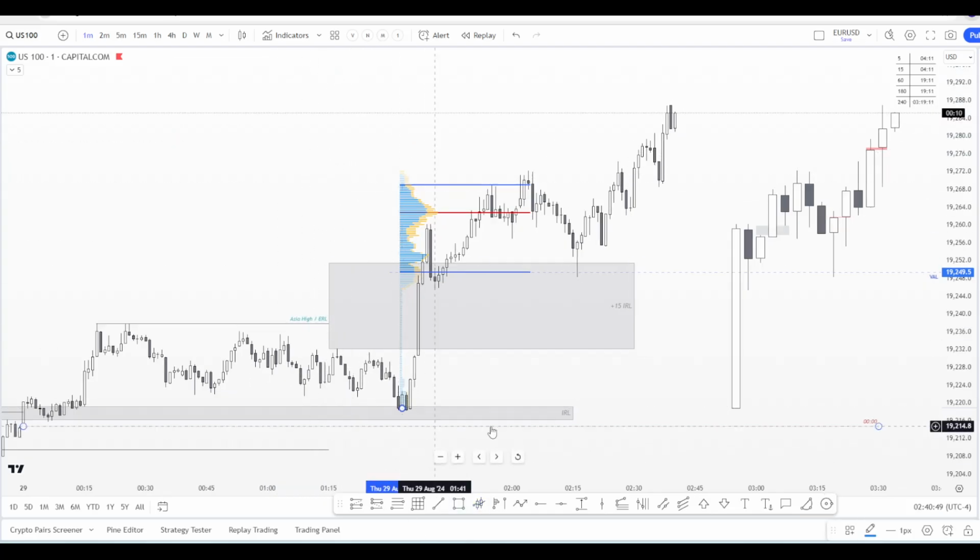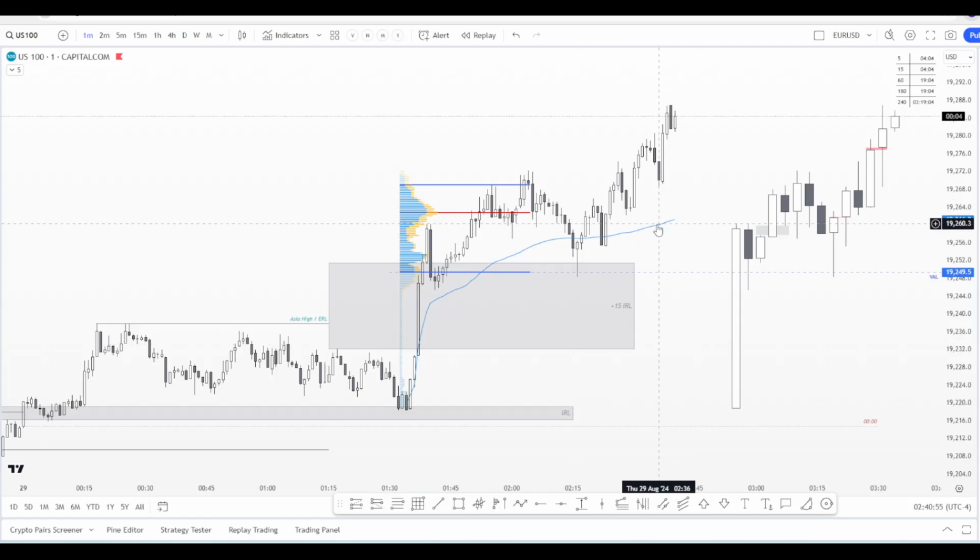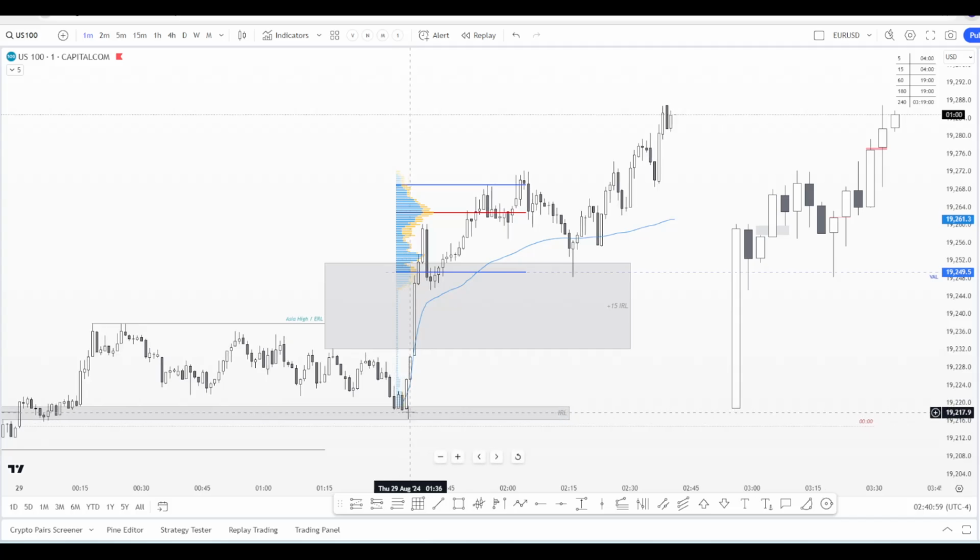Another volume thing I really like to use is the anchored VWAP. In this case, when we're looking for long, we would have to anchor it to a swing low.